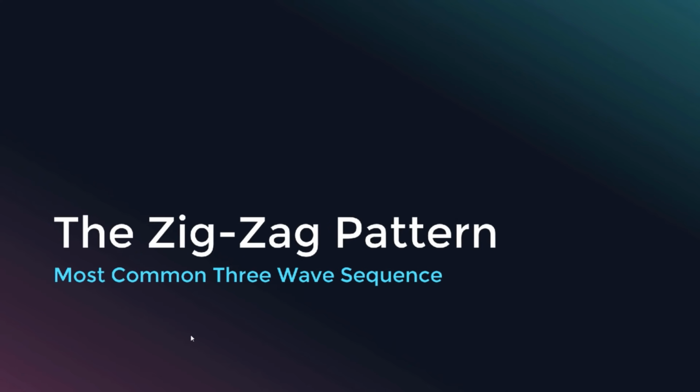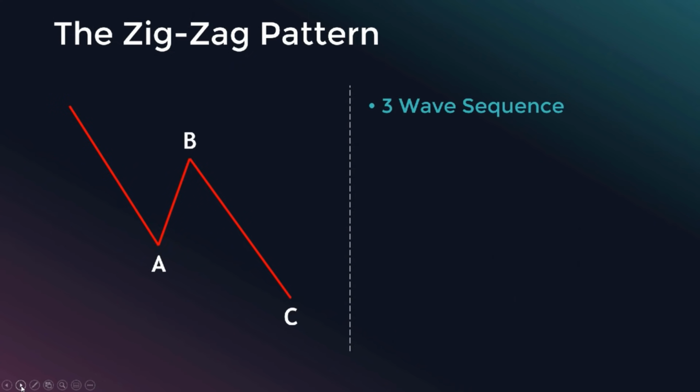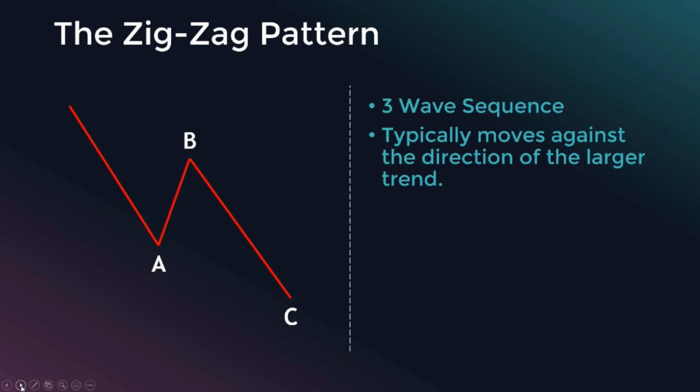The zigzag pattern, the most common three-wave sequence, and also by far my most favorite Elliott wave pattern of all. The zigzag pattern looks like this. Obviously, it's a three-wave sequence. It typically moves against the direction of the larger trend. As we said just in the intro, it's the most common corrective pattern, and that's an important distinction to make. Technically, a zigzag is a corrective pattern. That's why we said it typically moves against the direction of the larger trend.